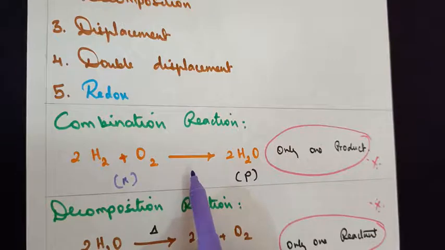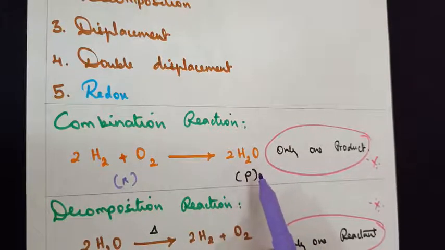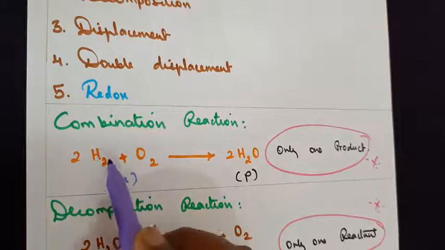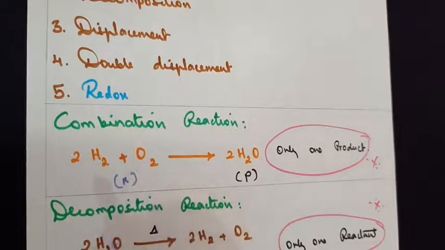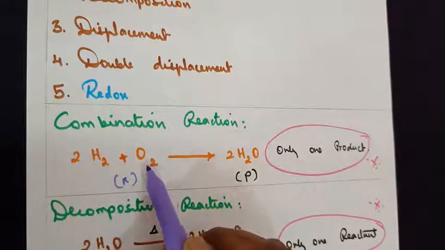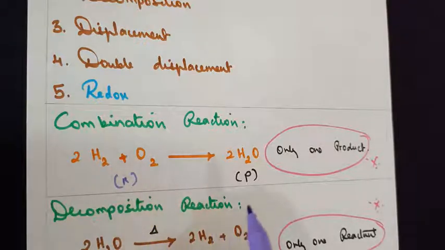Before that, let me tell you one thing. In a reaction, all that is written on the right hand side are called products, and all that are written on the left hand side are called reactants. So, in a combination reaction, I am considering two types of reactant. One is hydrogen, the other one is oxygen. They combine together to give only one type of product called water. I'm stressing the words only one type.